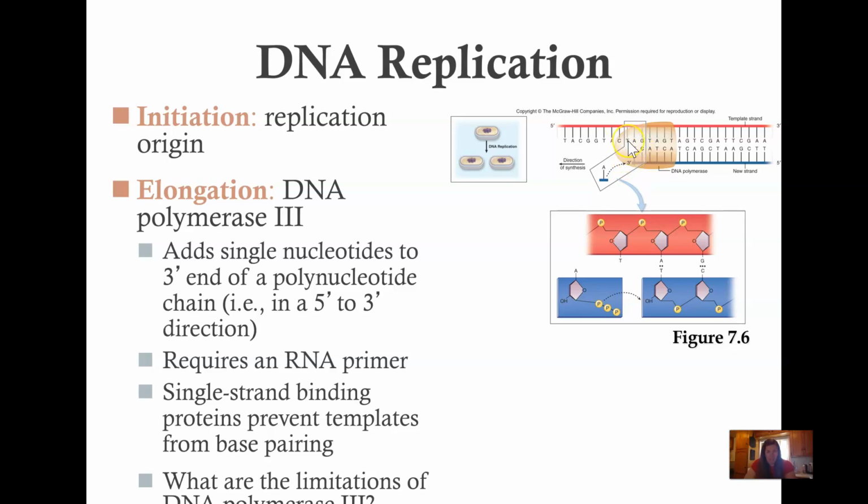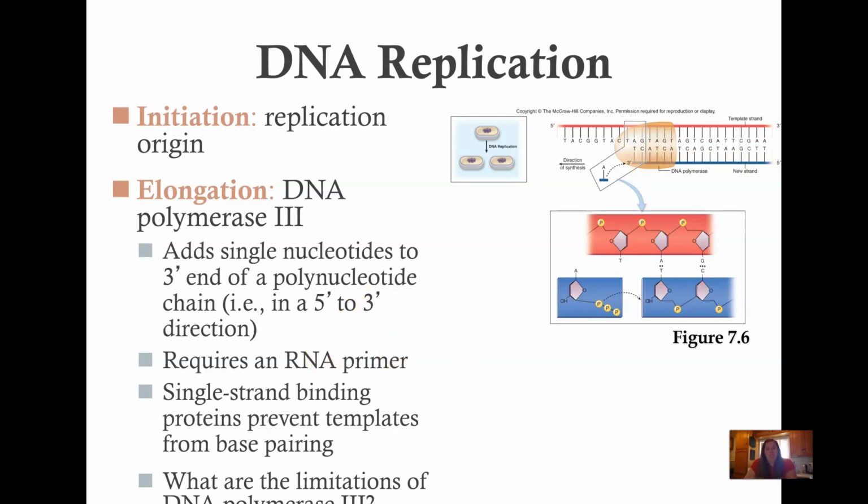So here we can see that the next nucleotide on our parent strand is T. So this DNA polymerase enzyme is going to add an A nucleotide because A is complementary to T. It's going to add that A nucleotide to the 3' end of the new strand. So our bottom strand, this blue strand, is our new strand of DNA.